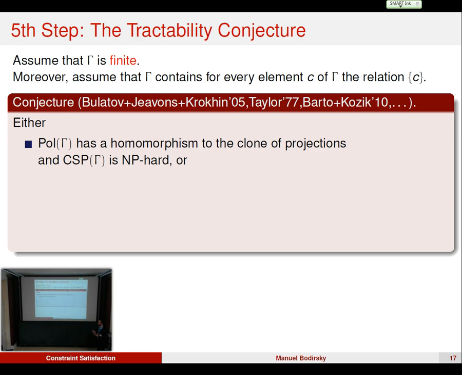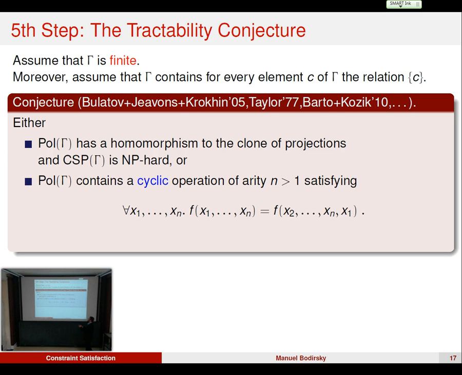So you have a dichotomy already. Either Pol of gamma has a homomorphism to the clone of projections, and the CSP of gamma is NP-hard. This last part is actually an immediate corollary. This is one case. And the other case is that, if this does not apply, then the polymorphism clone contains a cyclic operation. A cyclic operation is an operation which satisfies those identities. And those identities rule out the possibility that there's a homomorphism to the clone of projections. If you would map this to a projection, you would violate this necessarily. If you map it to the ith projection, you would violate this identity, obviously.